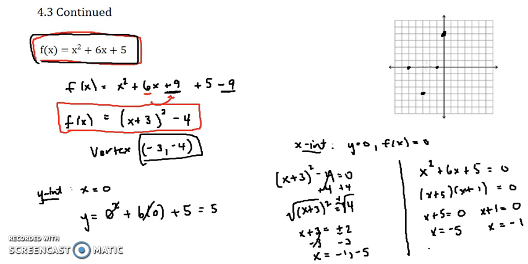So we've got our vertex, we've got all of our intercepts. We can go ahead and draw this in now. So we come up like that, and we come up like that, and we've got our parabola.